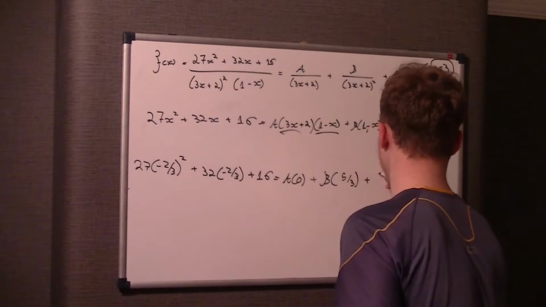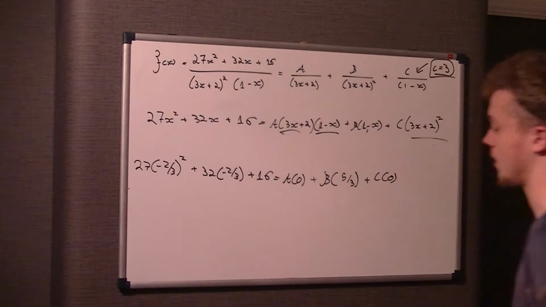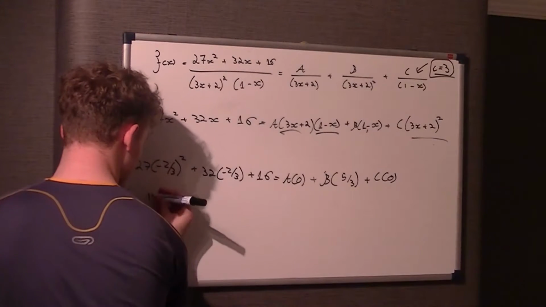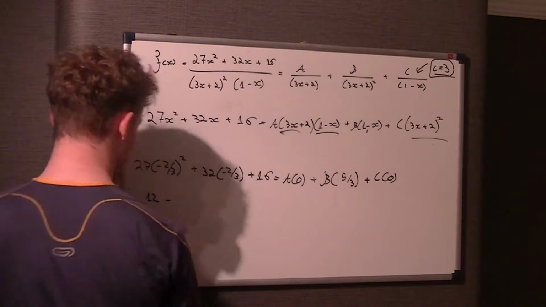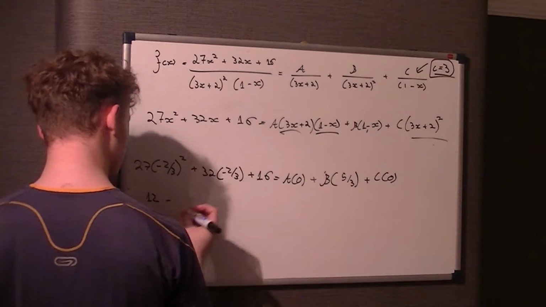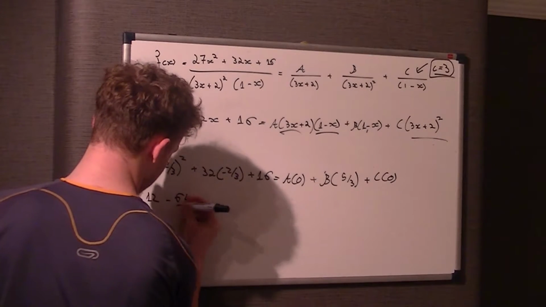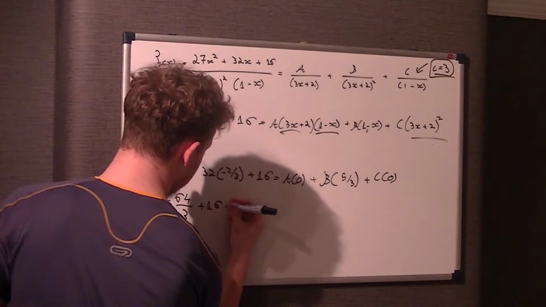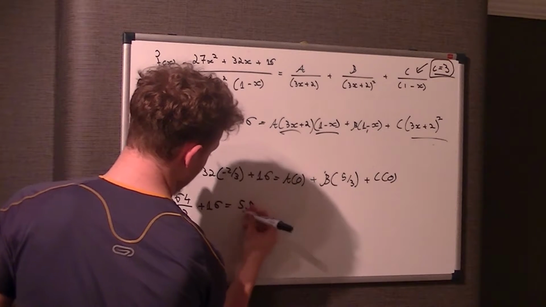Okay, and c is going to be a factor of 0. So therefore it's just a case now of expanding this out. Now I said the first term was obviously 27 times 4/9, which is 12. Okay, and then it's take 64 over 3, which doesn't cancel to anything. So take 64 over 3 plus 16 is equal to 5b on 3.